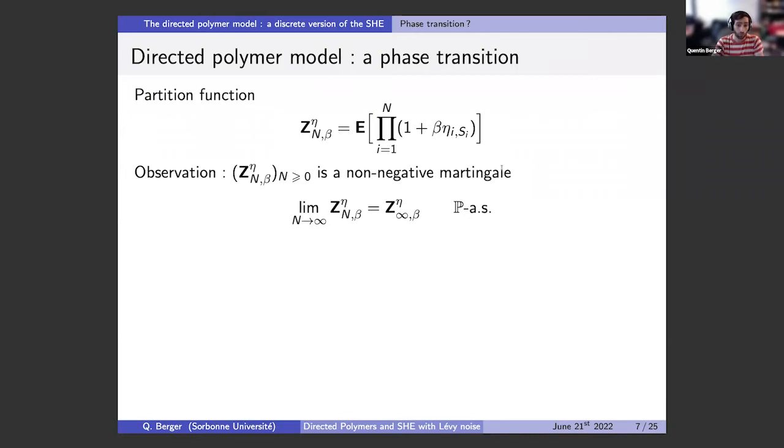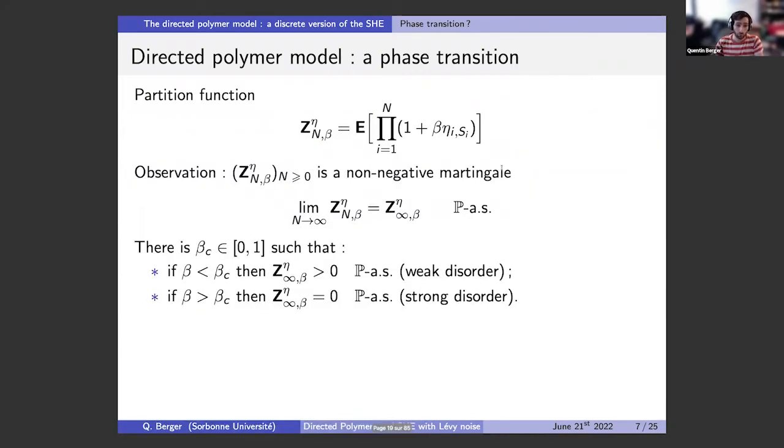Okay, and you can see actually a phase transition in the limit that you obtain. So there's a critical beta, a critical temperature, if you wish. Beta small implies that the limit that you obtain is non-degenerate, and beta large implies that the limit that you obtain is degenerate. So the limit is 0.